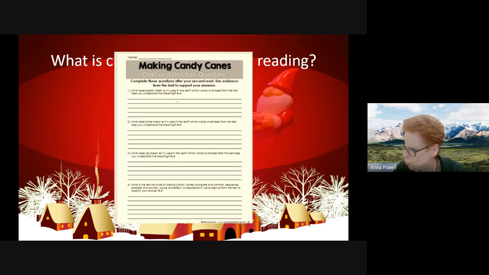What is the text structure of making candy canes? Compare and contrast, sequence, problem and solution, cause and effect, description. Well, I would say it's probably sequence. In fact, it's very clearly sequence. First, we do this. Our second step is this. Our third step is very obvious. The author is following a sequence of events.